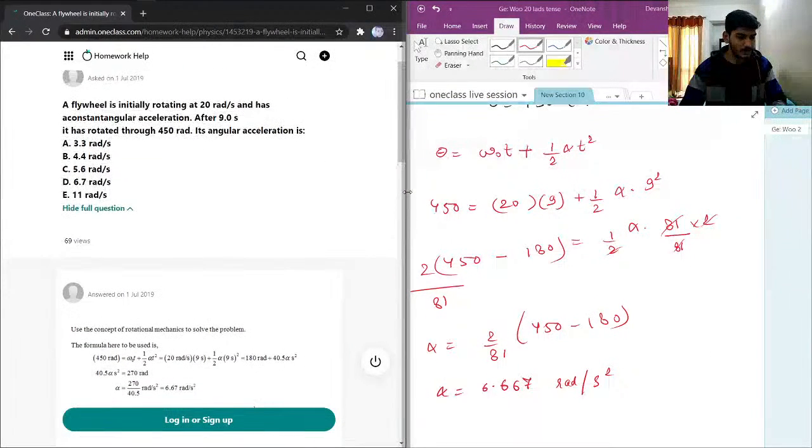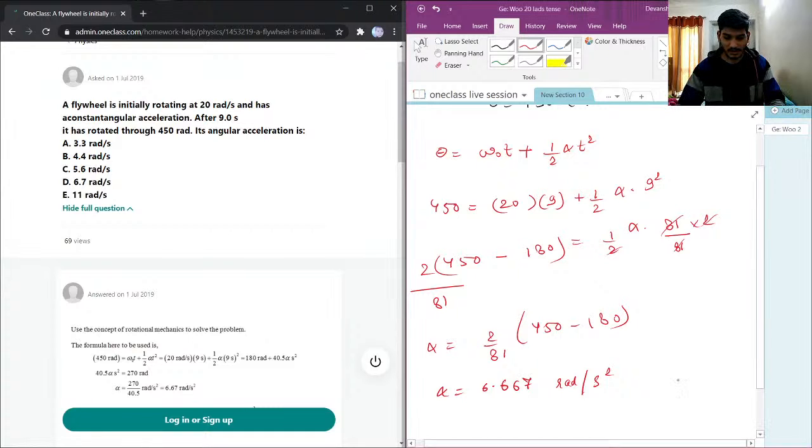Now in the options we can see that the unit of acceleration is not correct, but it can be a printing mistake from the questionnaire side. So here we have option D, which is 6.7. The 6.66 we can round to 6.7. Therefore the answer is D.